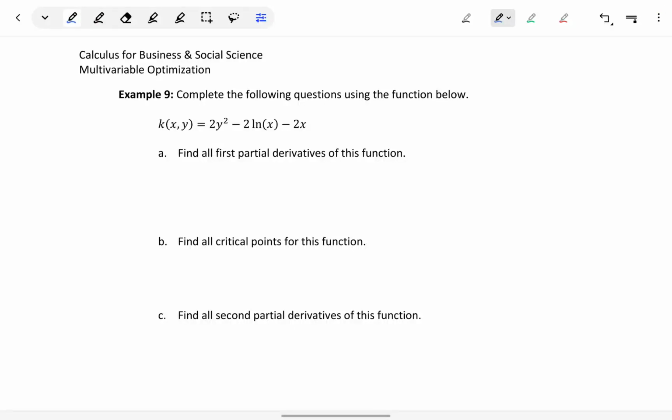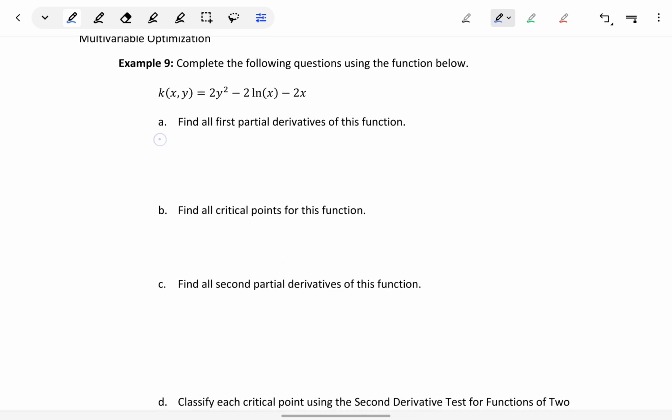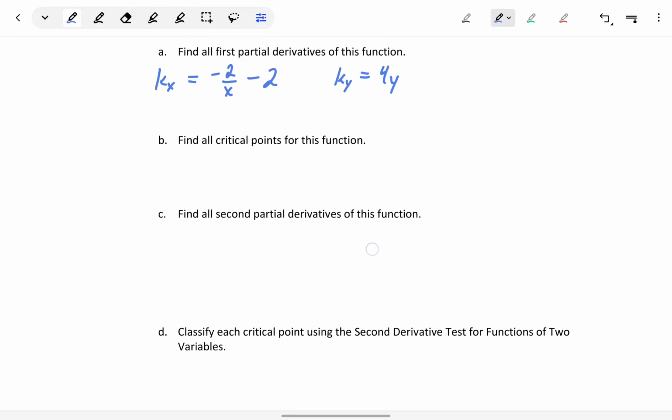In example 9, we'll look at one last problem where we attempt to optimize a multivariable function, which in this case isn't going to work, and we'll see why as we progress through the problem. We'll start off by finding the first partial derivatives, which will be negative 2 over x, since the derivative of the natural log is 1 over x, minus 2, and k sub y will be 4y.